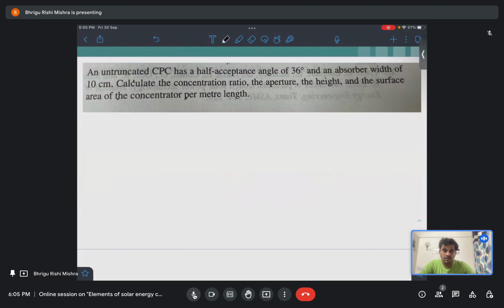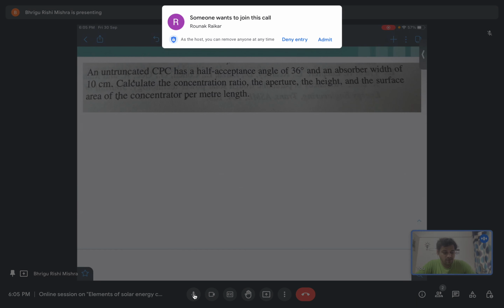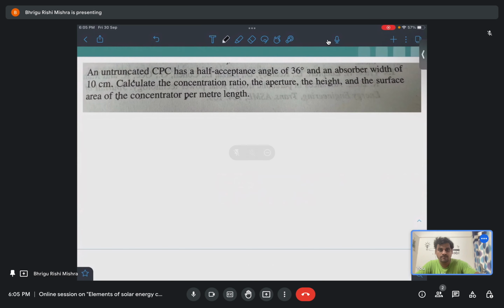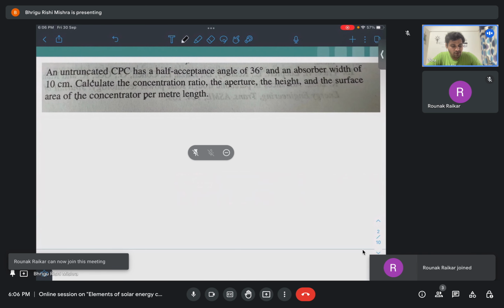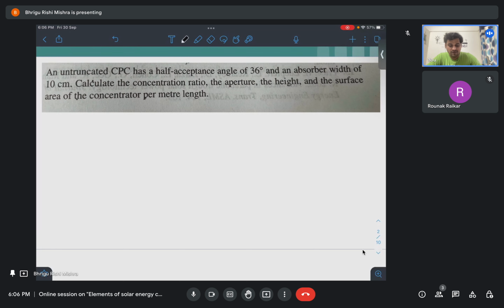Okay, so I have taken three questions for this session that belong to CPC and central receiver tower. We will try to solve these questions. I have picked these questions from Sukhatme and Nayak book, so you can check. So first one is an untruncated CPC has a half acceptance angle of 36 degree and an absorber width of 10 centimeter. Calculate the concentration ratio, the aperture, the height and the surface area of the concentrator per meter length.